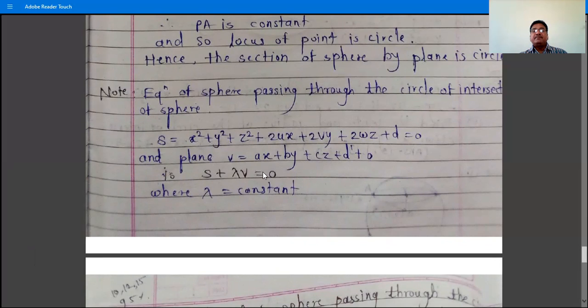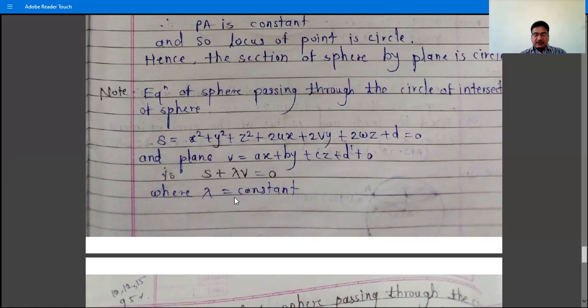So if we denote the equation of the sphere by S, and the equation of the plane by V, then S plus lambda V is equal to 0 is the formula to obtain the equation of a sphere passing through the circle of intersection of the sphere and plane. The intersection of the sphere and plane is a circle, and now we have to find another sphere passing through this circle. So the formula is S plus lambda V is equal to 0, where lambda is a constant.